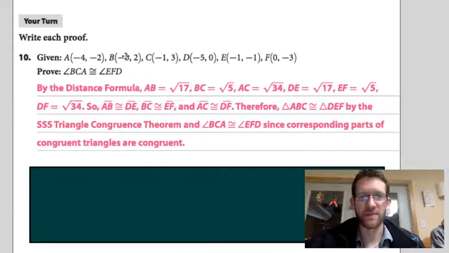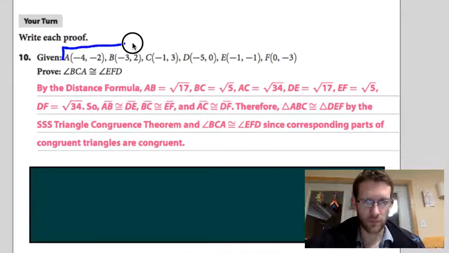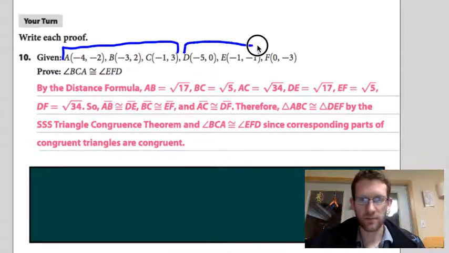Okay, same sort of deal. We have 6 points here. We need to prove that angle BCA is congruent to EFD, so we can make two triangles, ABC and DEF. And again, side, side, side is the best way to do this. There really wasn't enough room here, so I hope you're able to power through it.